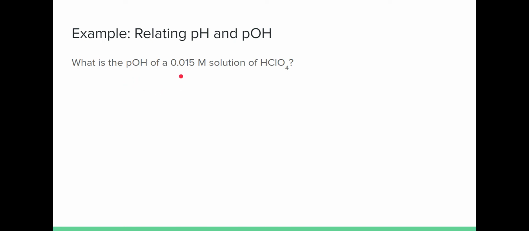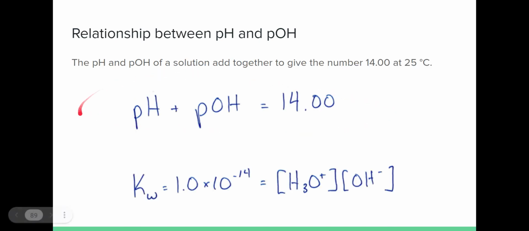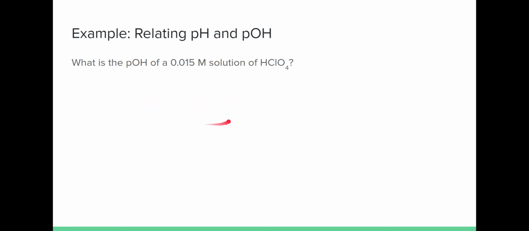So my plan of attack should be to find the pH first, and then I can use the equation that we just reviewed to go back and forth and find my pOH once I find the pH. So the very first thing I need to do is substitute the concentration of the strong acid into the pH equation. Negative log base 10 of the concentration of the perchloric acid is going to give me a pH of 1.82.